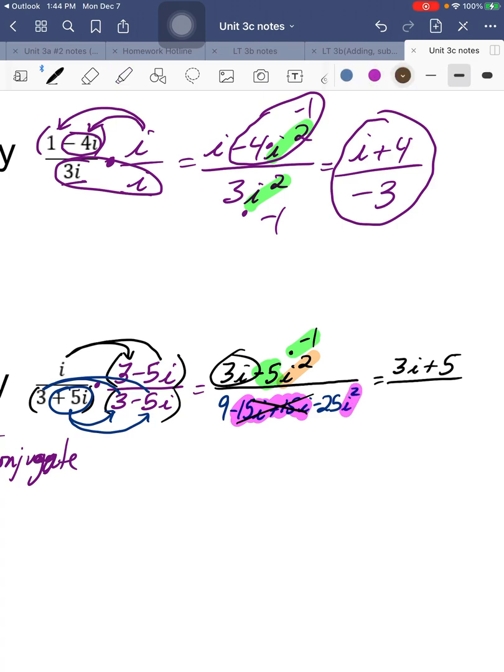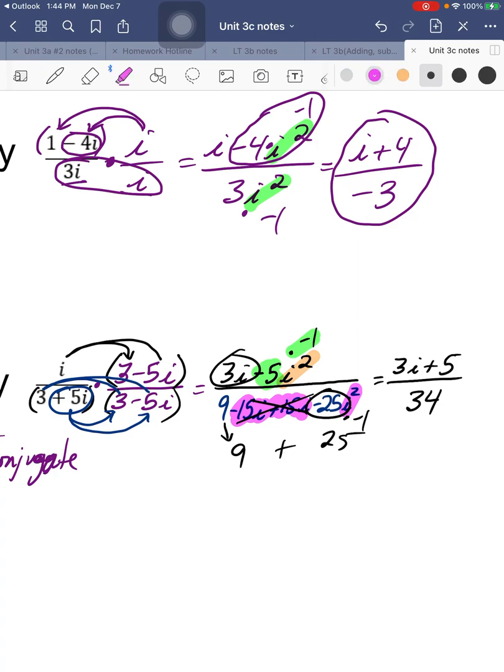We have i squared, another one. It's negative 1. Take negative 25 times negative 1, and that's positive 25. So really, you bring that 9 down, we have 9 plus 25. And it always ends up being pretty nice like this. So that's 34. So the denominator no longer has an i in it. There's an i in the numerator, but that's okay.